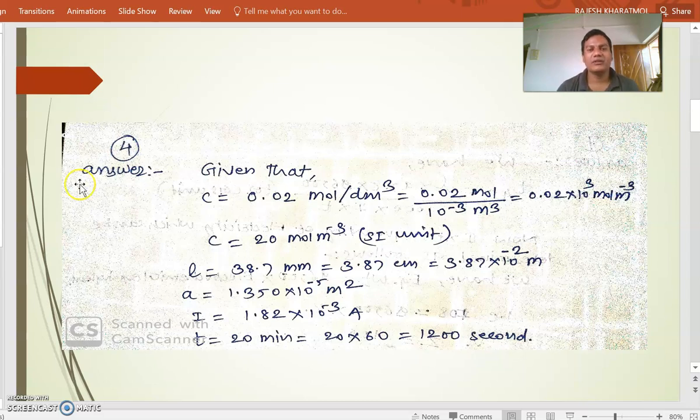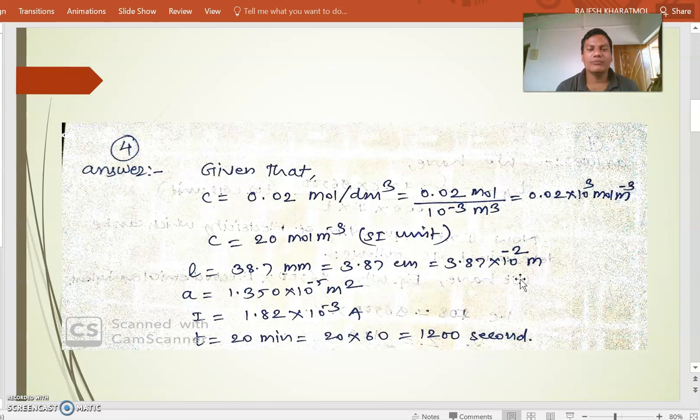So you can look here, C is equal to 0.02 mole per dm cube, that is nothing but 0.02 divided by 10 raised to minus 3, which becomes 0.02 into 10 raised to 3, that is 20 mole per meter cube. In this way you can convert length in mm into meter, so it becomes 3.87 into 10 raised to minus 2 meter. Area of cross section is 1.350 into 10 raised to minus 5 meter square.